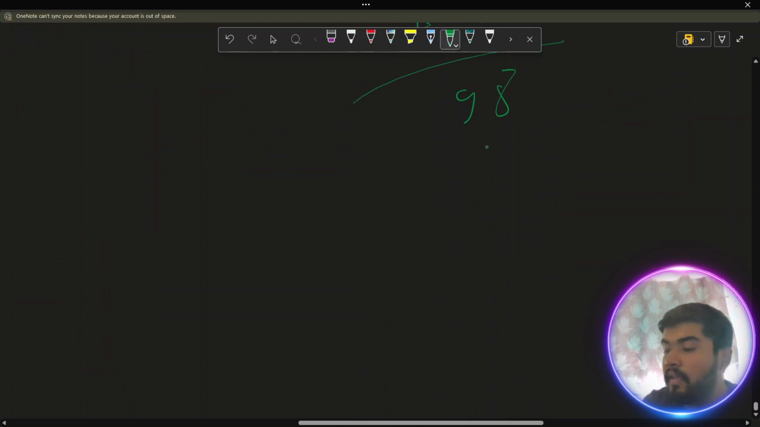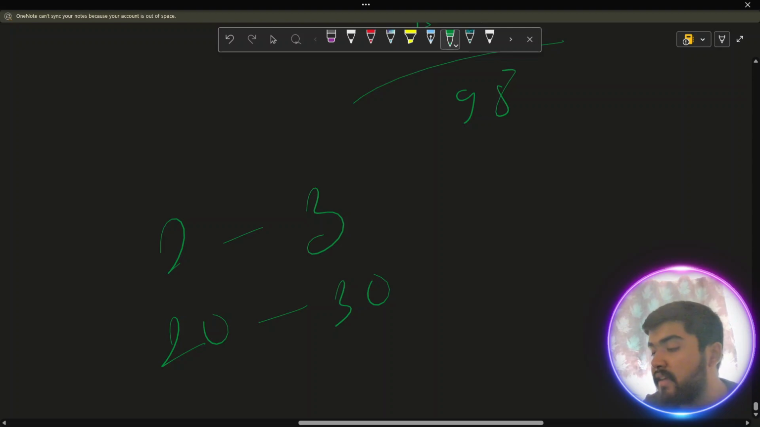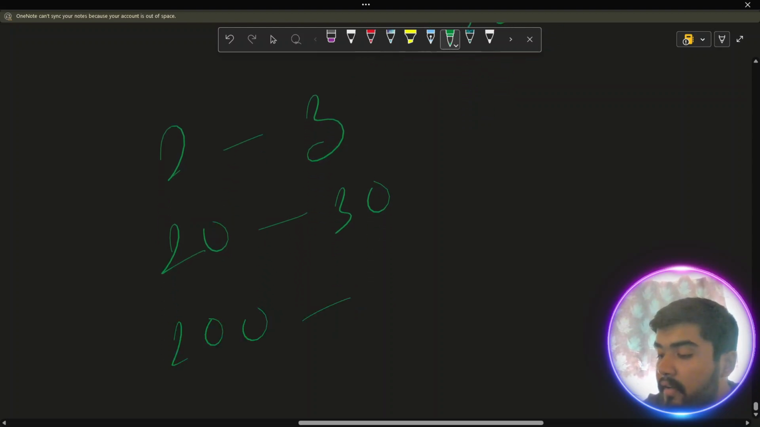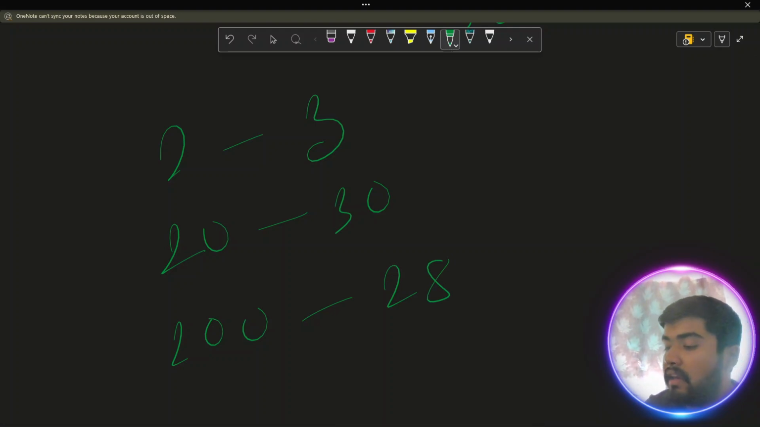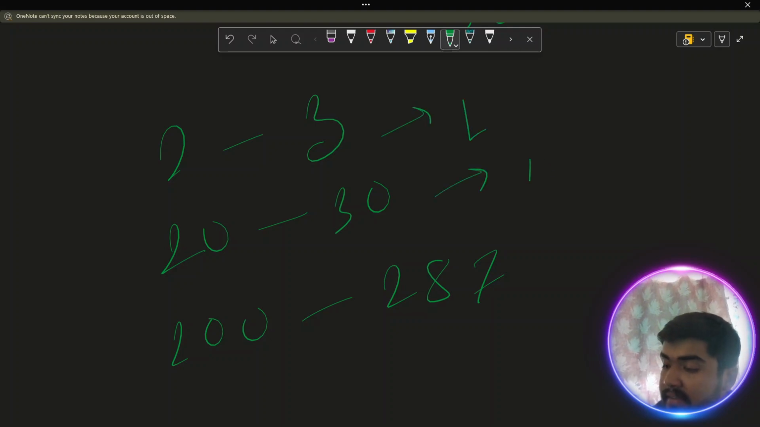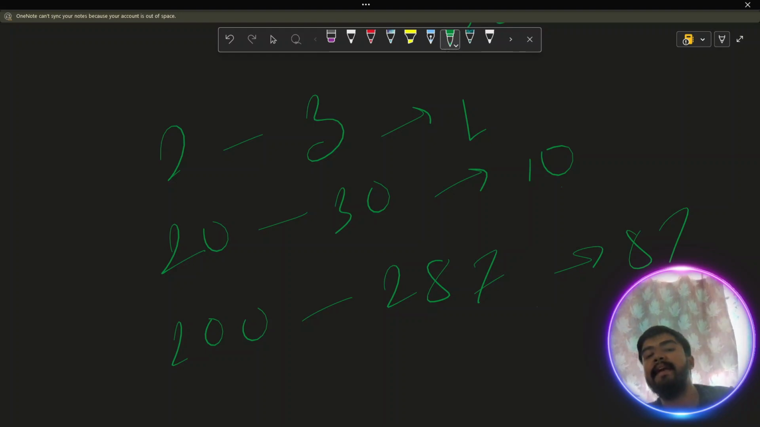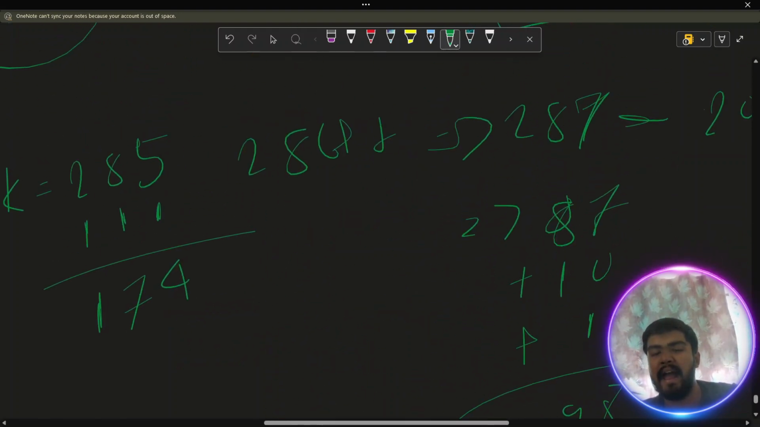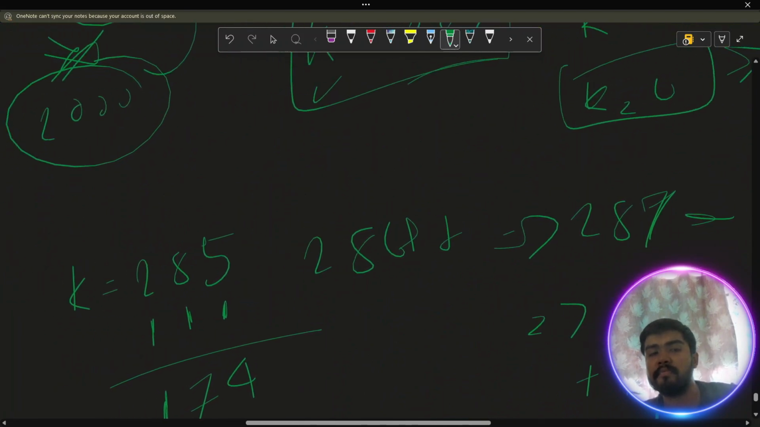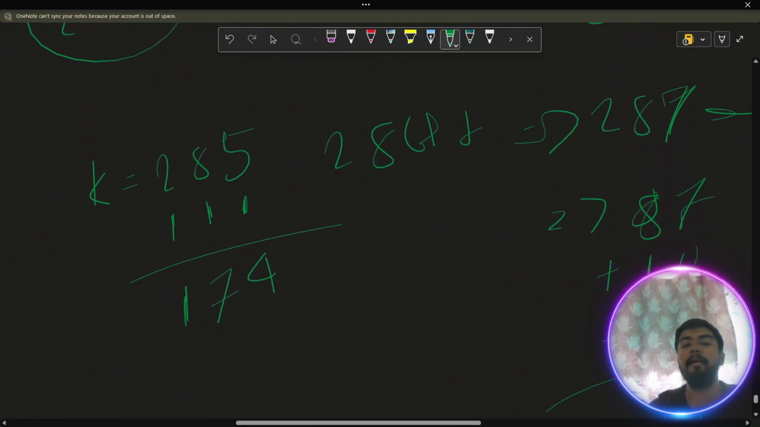So the checks should be between 2, 3. Next checks should be 20, 30. Next check should be 200, 280. 280, n plus 1 is 287. Next it is going to be out of bounds. So from here it is 1, here it is 10, and from here it is 87. It is 97, 98 we got, and it also seems to be smaller.